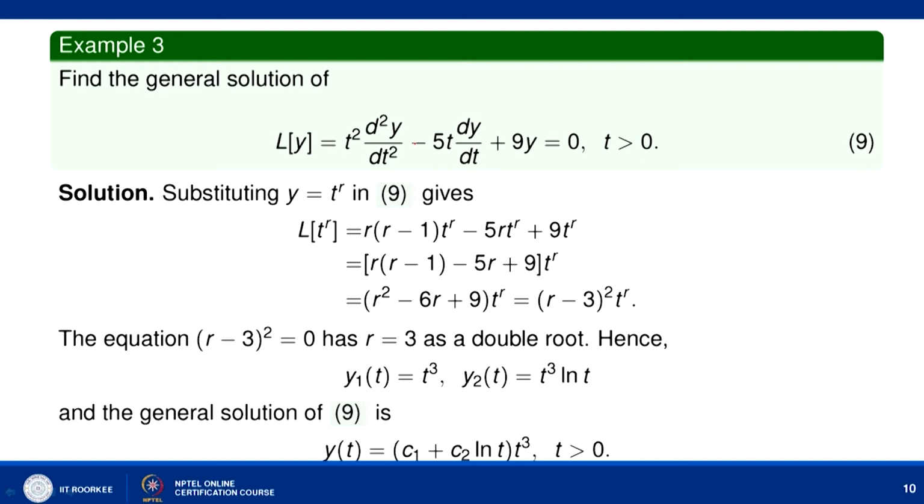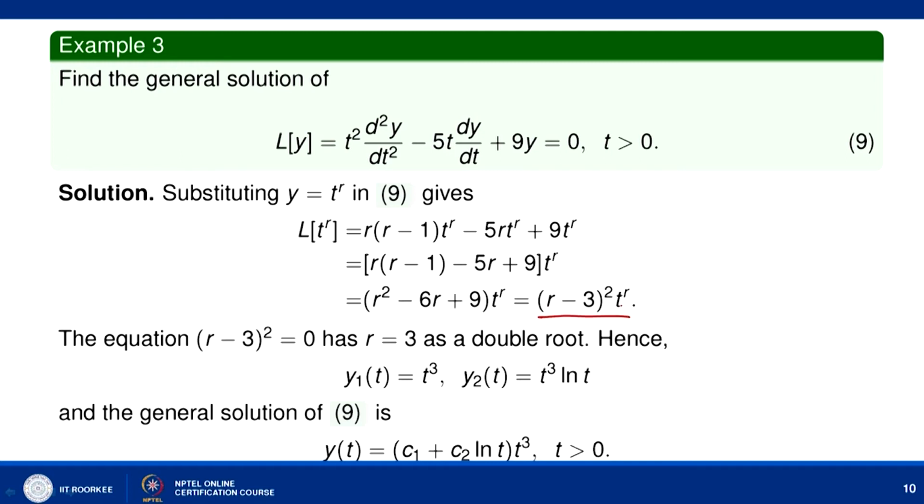When we apply L to t to the power r, we will have (r square minus 6r plus 9) into t to the power r, which we can simplify as (r minus 3) whole square t to the power r. So, it means that t to the power r will give a 0 of this provided r is equal to 3. Corresponding to r equal to 3, we have one solution. So, we say y1(t) equal to t cube is one solution, and as we pointed out, if t cube is a solution, then t cube ln t will also be a solution, because r equal to 3 is a double root of this indicial equation.